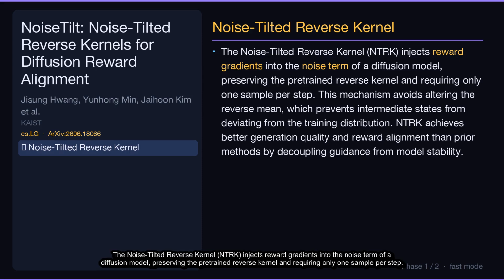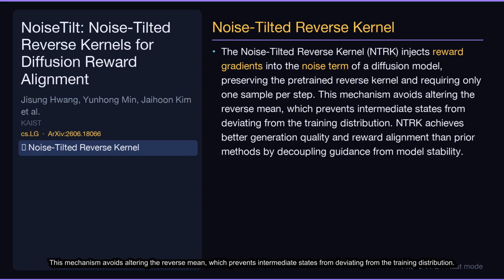The noise-tilted reverse kernel, NTRK, injects reward gradients into the noise term of a diffusion model, preserving the pre-trained reverse kernel and requiring only one sample per step. This mechanism avoids altering the reverse mean, which prevents intermediate states from deviating from the training distribution. NTRK achieves better generation quality and reward alignment than prior methods by decoupling guidance from model stability.